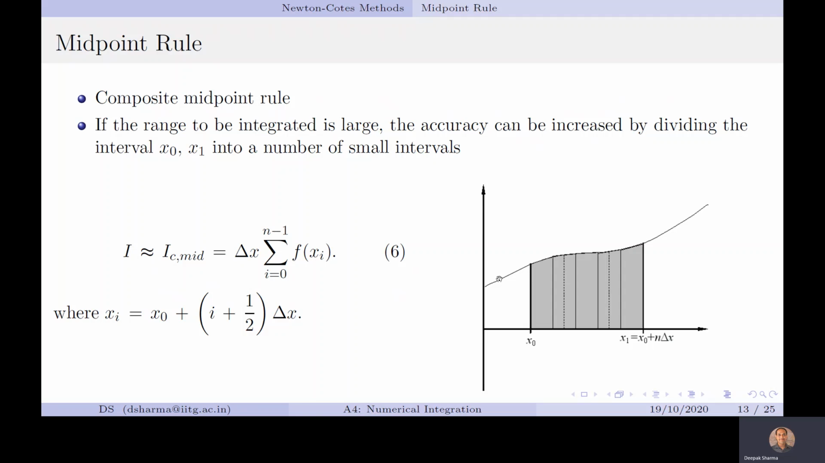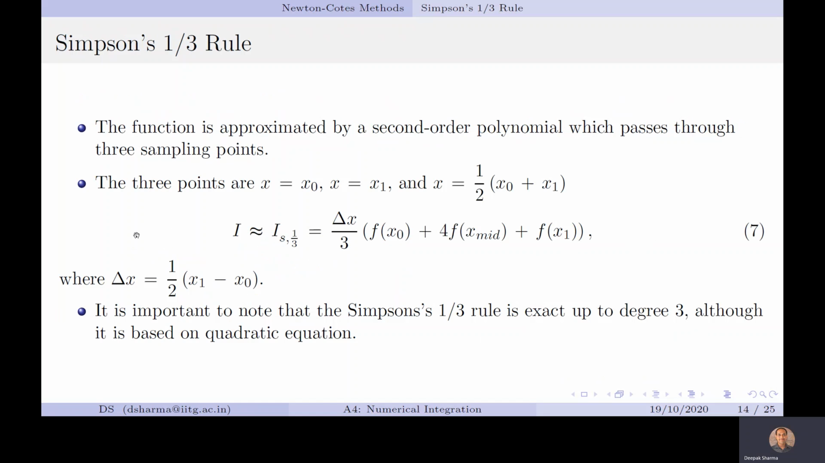Now, as you know, in this equation number 6, if I have to fit this into our algorithmic representation, then I have to write this into the for loop, because every summation will be converted into the for loop. Now coming to Simpson's 1/3 rule, the function is approximated by a second order polynomial which passes through 3 sampling points.